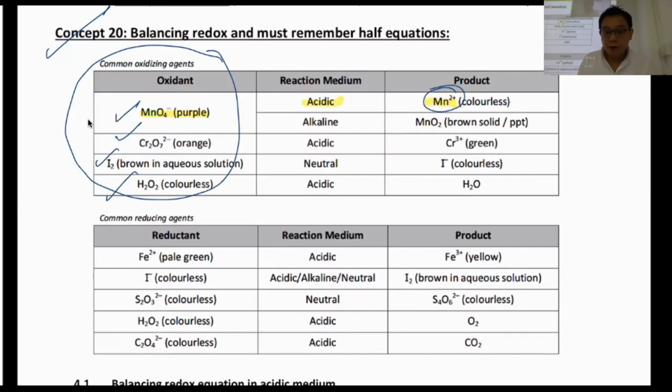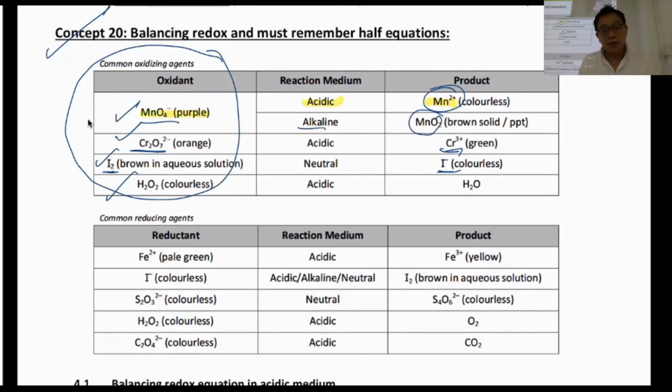You get it wrong. Another example, if MnO4 is alkali, you must know it's MnO2. That is the meaning of it. How about I2? You must give I minus. Cr2O7, Cr3 plus. Right? You get the message. That is, it is a given fact.